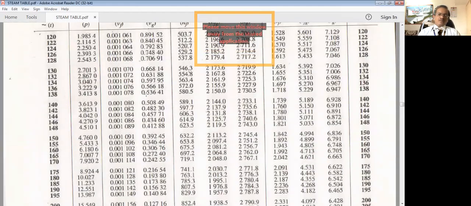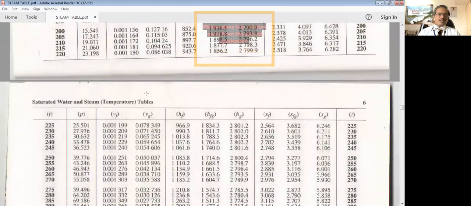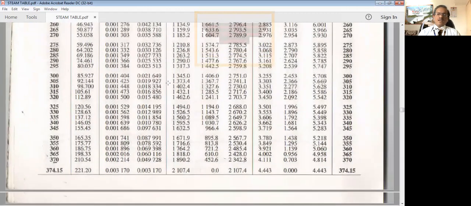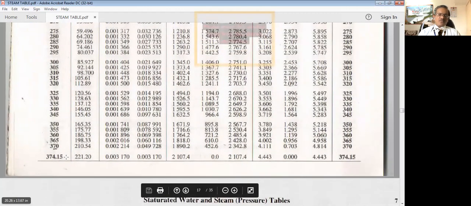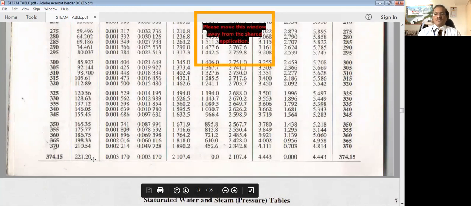On further moving, for the other values at higher pressure, we can read the values of properties up to a maximum of 374.15 degrees centigrade of temperature, which has the corresponding pressure of 221.20 bar. This pressure is called the critical pressure, and the values are given corresponding to the critical pressure and temperature.